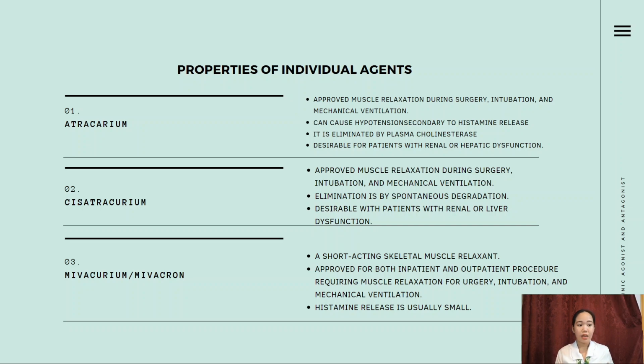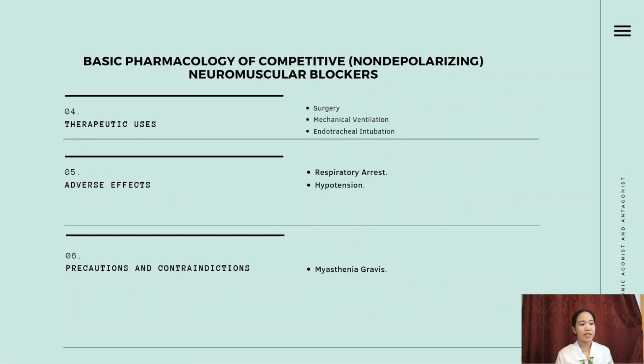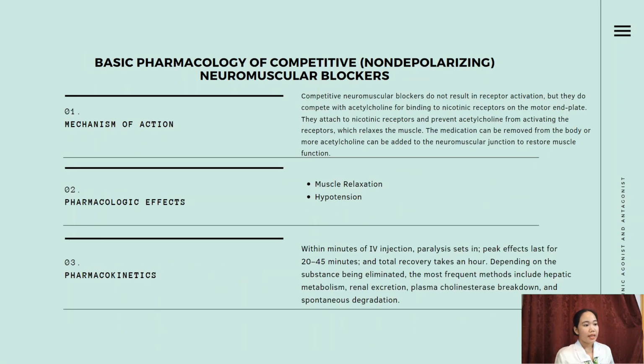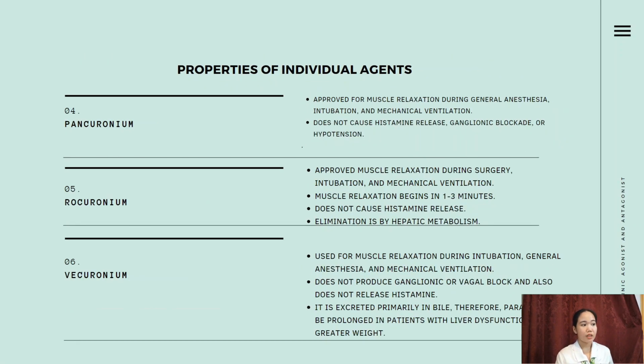Next, we have the mivacurium, or Mivacron. It is a short-acting skeletal muscle relaxant. It is approved for both inpatient and outpatient procedures requiring muscle relaxation for surgery, intubation, and mechanical ventilation. Histamine release is usually small. Next, we have the pancuronium. It is approved for muscle relaxation during general anesthesia, intubation, and mechanical ventilation. It does not cause histamine release, ganglionic blockade, or hypotension.